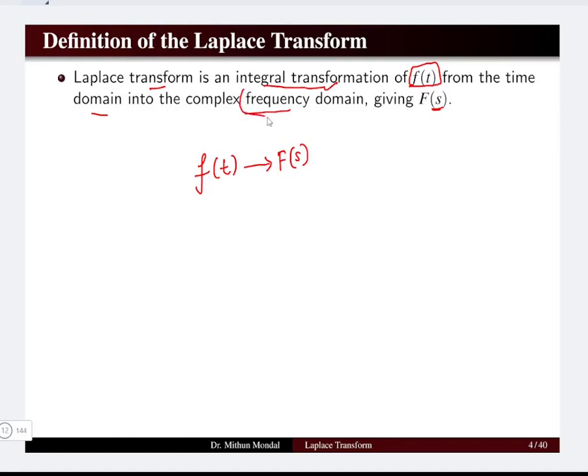The frequency domain is the complex domain. Complex domain means we have the real part as well as the imaginary part. So sigma is the real part and omega is the imaginary part. j is known as the iota or the complex variable.